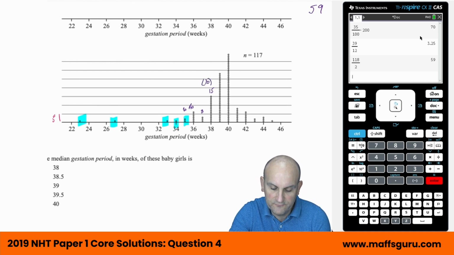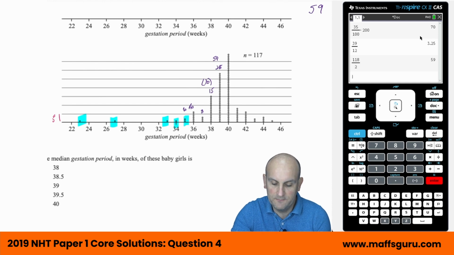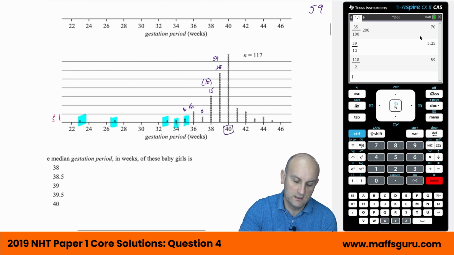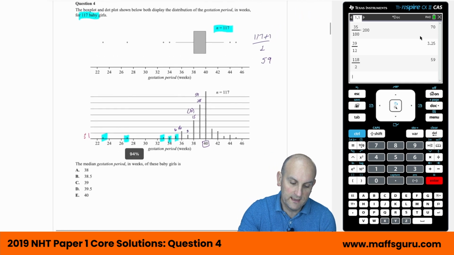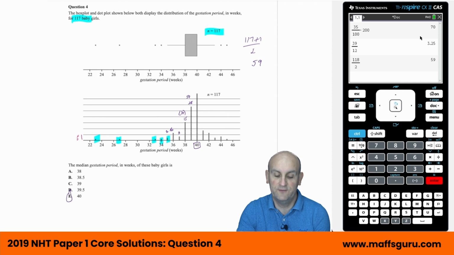Here we've got 5, 10, 15, 20, 25, 26, 27, 28 babies. So that makes up till there was the 58th baby. And so the 59th baby is going to fall into 40. So let's zoom back out. So question number 4, I think, is 40, and that was in fact the correct answer.